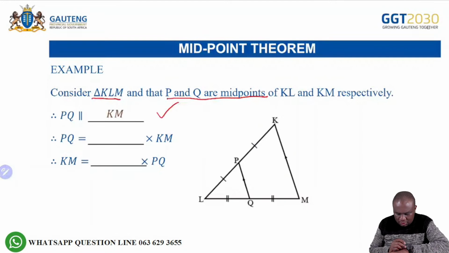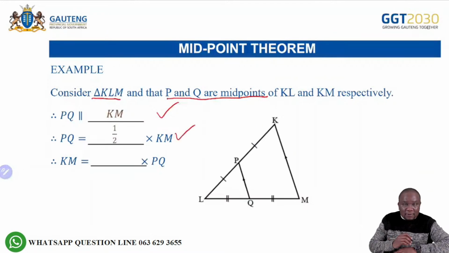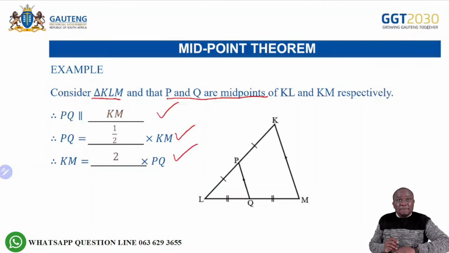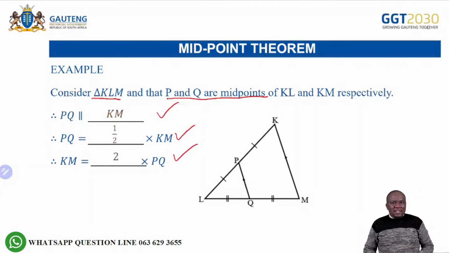Right, PQ is equal to what times KM? PQ is half of, means times. So PQ is half of KM. How many got it right? Raise your hand. Good. And then KM is 2 times PQ. Mark that. Perfect. Excellent. Right. Should we move on to the next one? Let's check the next one.